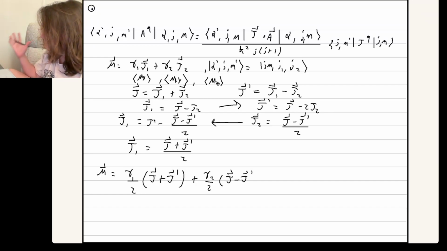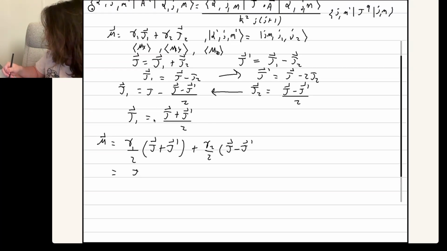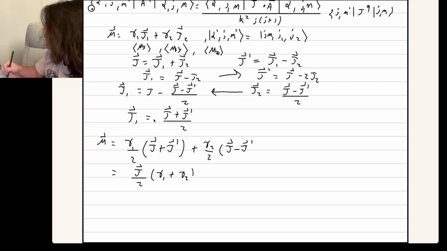I'm going to resolve this, collecting the terms differently. I want the angular momentum vectors to be the leading terms, and the gammas to be inside the parentheses. So it'll be gamma 1 minus gamma 2 there.